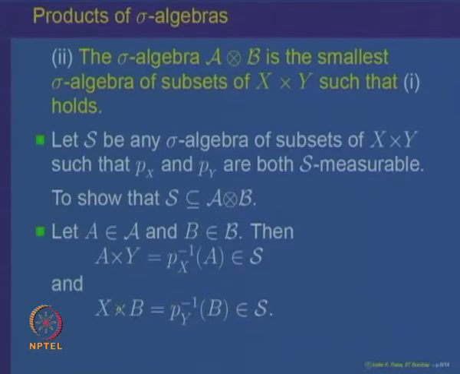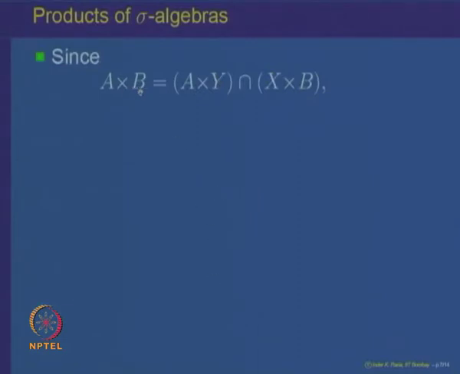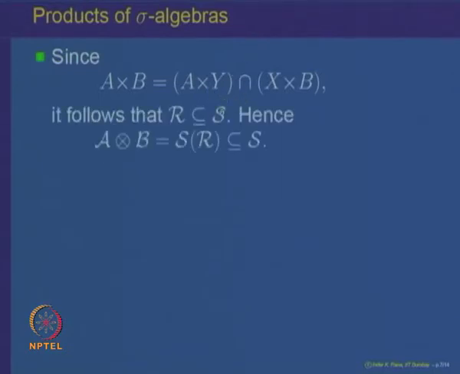So, A cross y and x cross B are both sets in the sigma algebra S. So, their intersection must belong to the sigma algebra, that means A cross y intersection with x cross B belongs to S. So, all the rectangles are inside S and S is a sigma algebra. So, all the sets in the product sigma algebra, that is the smallest sigma algebra including rectangles, must also come inside. That shows that the product sigma algebra is inside S. So, the product sigma algebra is the smallest sigma algebra of subsets of x cross y with respect to which both the maps P x and P y are measurable.